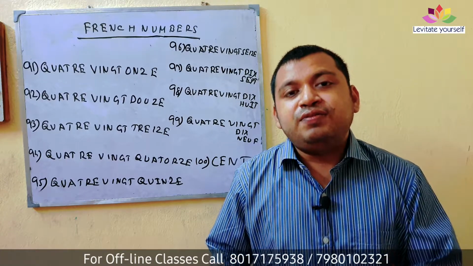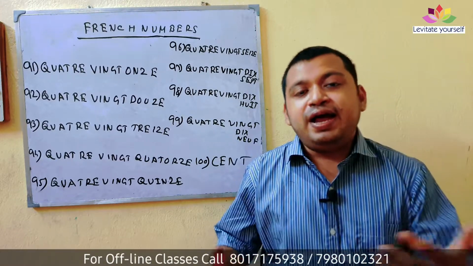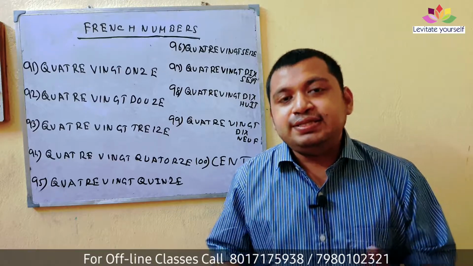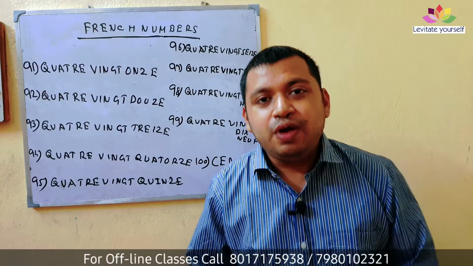Number 99 is quatre vingt dix neuf. And 100 is cent. So let's repeat it all again from number 91 to 100.